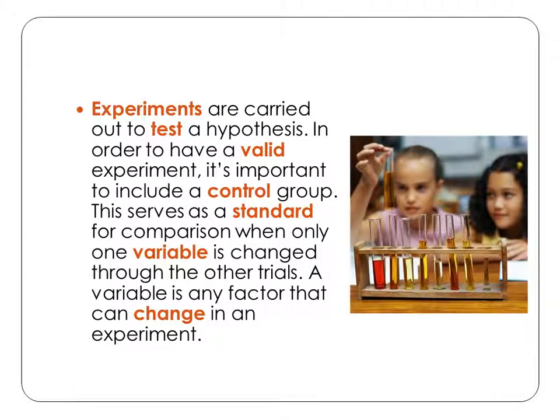So experiments are carried out in order to test the prediction or hypothesis. And in order to have a valid experiment, one that really makes sense to other people and is true or accurate, it's important for you to include a control group. This means that you have one set of information where you didn't change anything at all, and you're comparing all your other information back to this. That's called a standard for comparison. A variable is any factor that could change in an experiment.